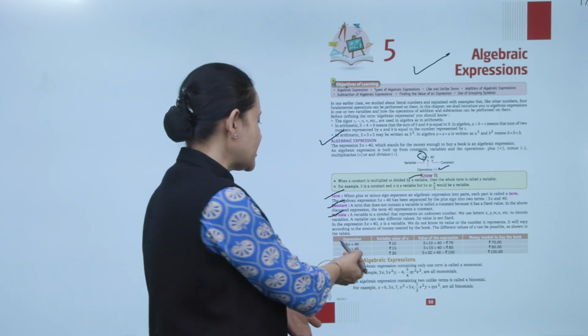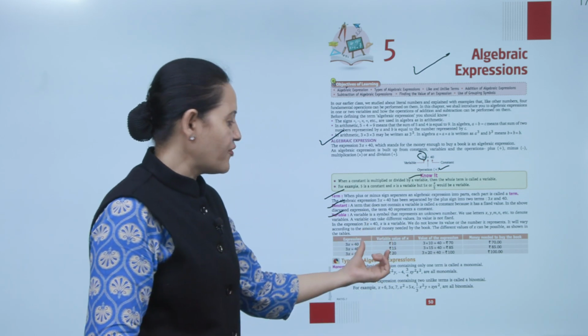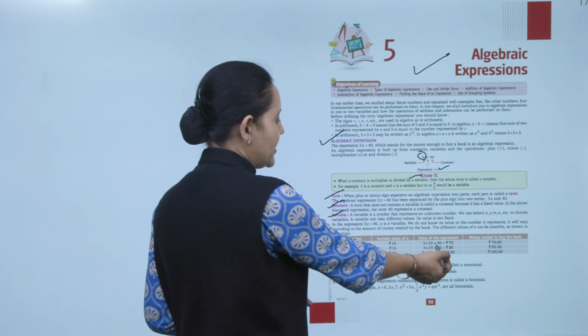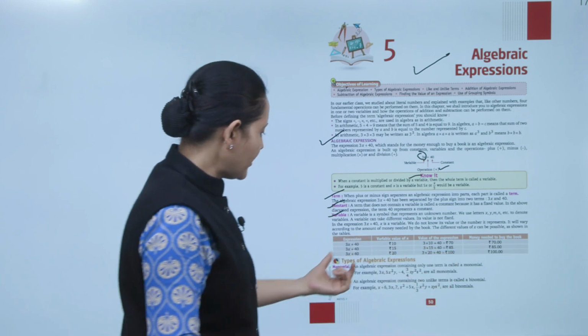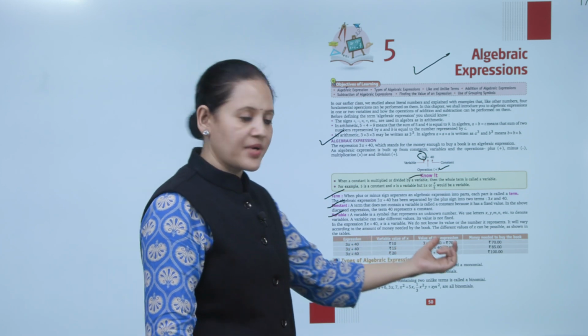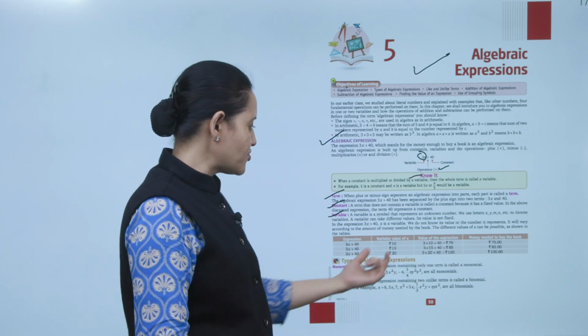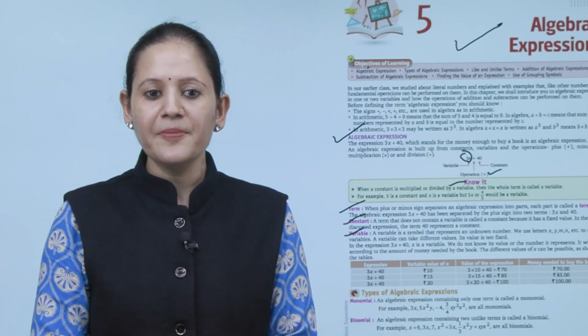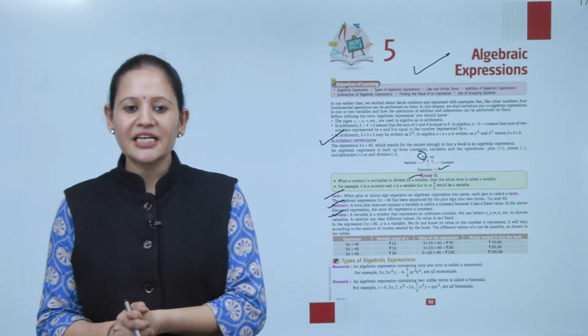So here the expression is 3x plus 40. If the value of the variable is 10, its value becomes 3 into 10 plus 40, which is 70. If the value of x is 15, the value becomes 85. If the value of x is 20, the value becomes 100. So the value of the variable keeps changing. Clear? Next is types of algebraic expression.